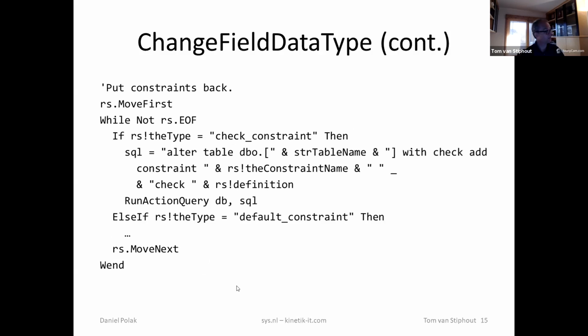And then, of course, since we had dropped them, we need to put all the constraints back. Fortunately, that record set that we had gotten from the database about the list of all the constraints is a disconnected record set. So we can just move first, loop over them and say alter table, add constraint. That's how you do it for check constraints. And for default constraints, there's a very similar SQL statement that I just left out for brevity. And again, we're calling run action query to actually apply that statement to the database.